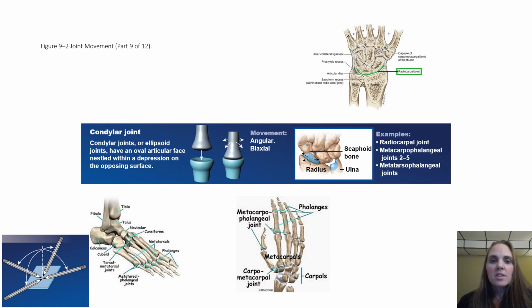And examples of this are the radiocarpal joint, which you can see here within our wrist, where the radius of the forearm meets your wrist. The metacarpophalangeal joint, which is where your fingers are going to exit your hand. So that's actually right here, metacarpophalangeal joint. And then the metatarsophalangeal joint, which is where your toes are exiting your foot.